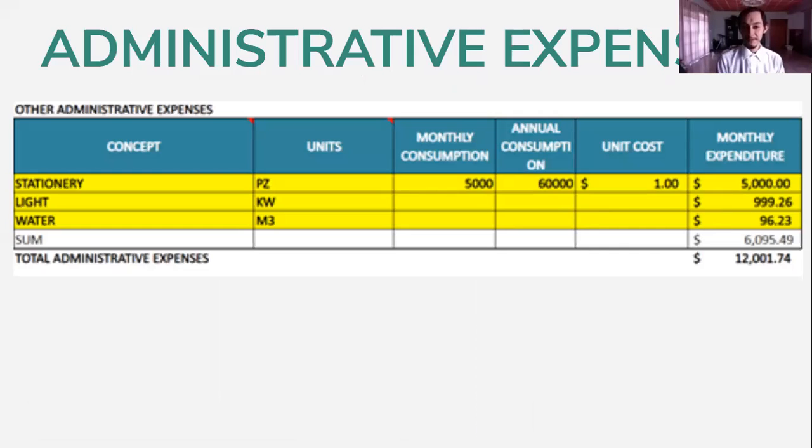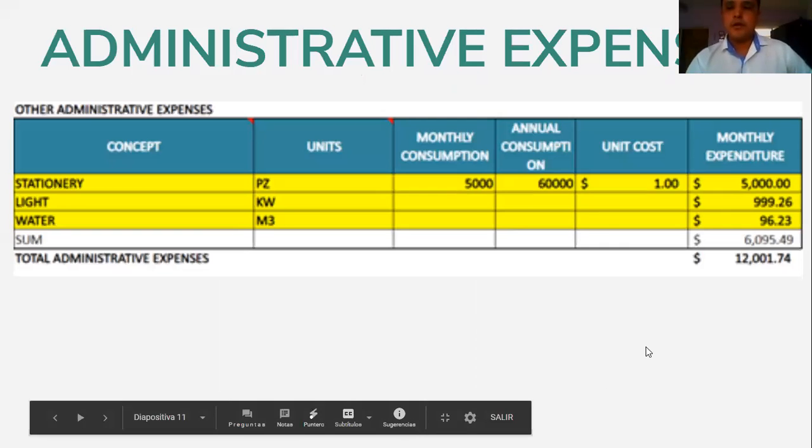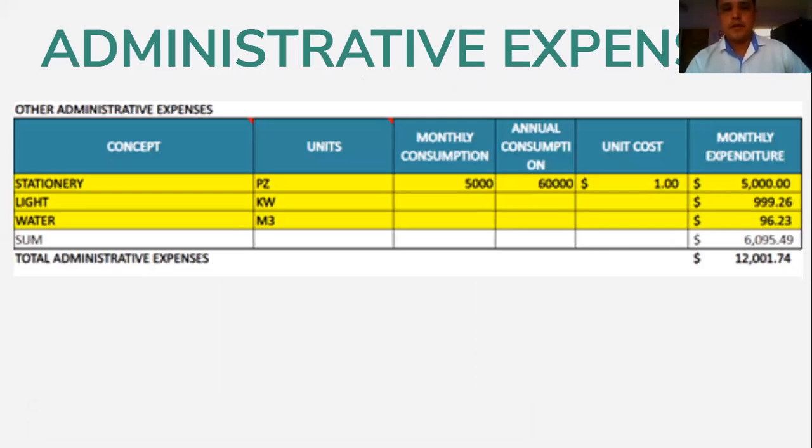Also, we have the other administrative expenses. We have the stationery, the light, and the water, which altogether sum a 6,095.49 pesos monthly.